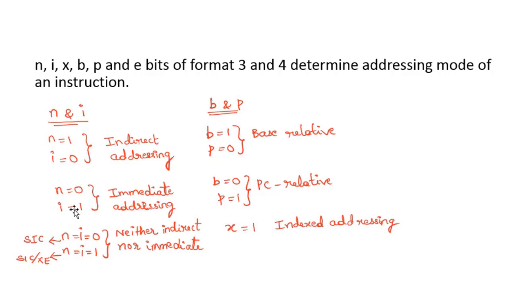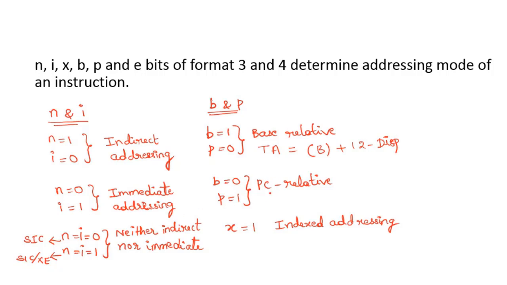Now one more thing we have to study in this slide, that is how to calculate the target address in each case. Okay, so whenever it is base relative addressing, the target address is computed as: the target address in case of base relative will be the contents of the base register added with the 12-bit displacement.